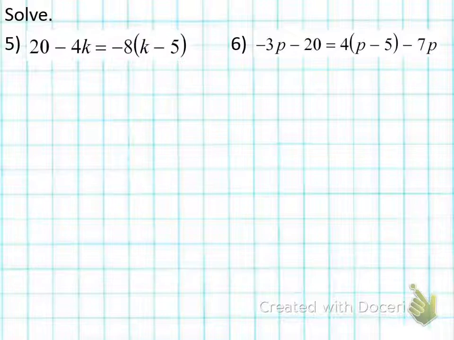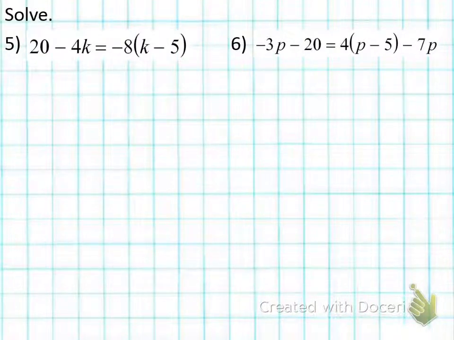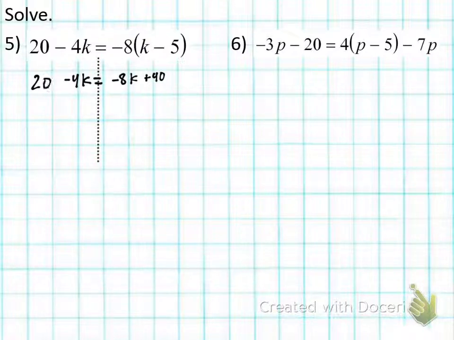Okay, so we have k's on both sides of the equation. I'm going to draw my fence there so you can see. There's negative 4k on this side, and then we got k's here, but they're in parentheses. When we have a k or variables in parentheses, let's just distribute. So we're going to use the distributive property. We're going to multiply negative 8 times k, which is negative 8k. Negative 8 times negative 5 is positive 40. Okay, and then we're going to bring the rest of the problem down.